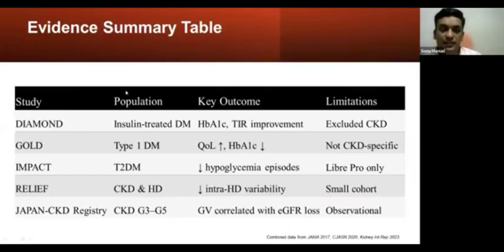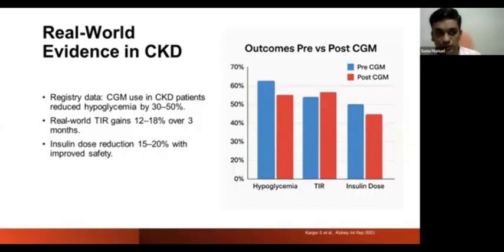Now, if you have to see the major evidences for CGM, the major CGM trials in the type 1 and type 2 diabetes mellitus have not included the CKD patients per se, but registry data and few observational studies from worldwide has shown that when we are using the CGM in CKD individuals, there will be decreased hypoglycemia episodes, decreased intra-HD variability, and glucose variability has correlated with the GFR loss.